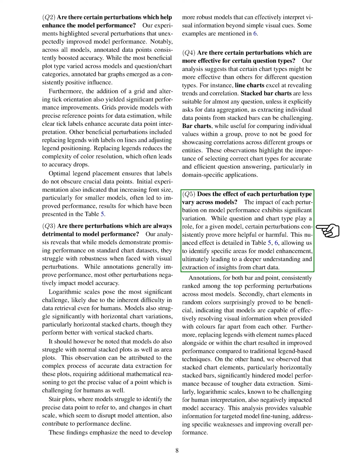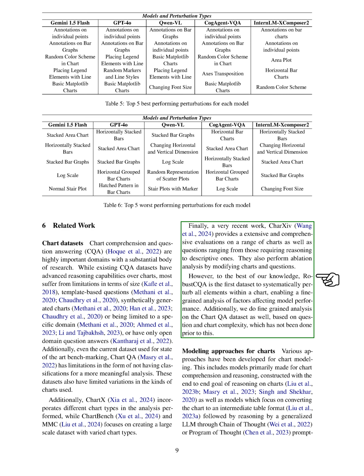Chart comprehension and question answering are vital research areas, but existing datasets have limitations in terms of size, question templates, chart variations, and domain specificity. Our dataset, Robust SECA, systematically perturbs all elements within a chart for a detailed analysis of factors affecting model performance. We also conduct a fine-grained analysis based on question and chart complexity, providing valuable insights into model weaknesses.